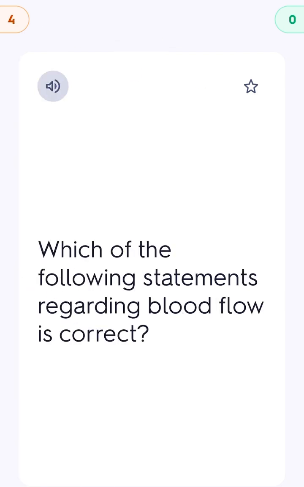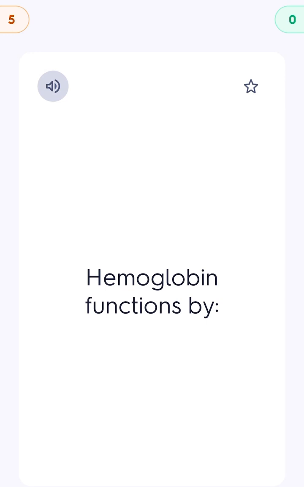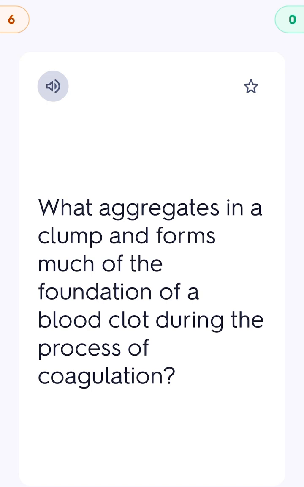Which of the following statements regarding blood flow is correct? Ejection fraction is the percentage of blood that the heart pumps per contraction. Hemoglobin functions by binding to oxygen that is absorbed in the lungs and transporting it to the tissues. What aggregates in a clump and forms much of the foundation of a blood clot during the process of coagulation? Platelets.